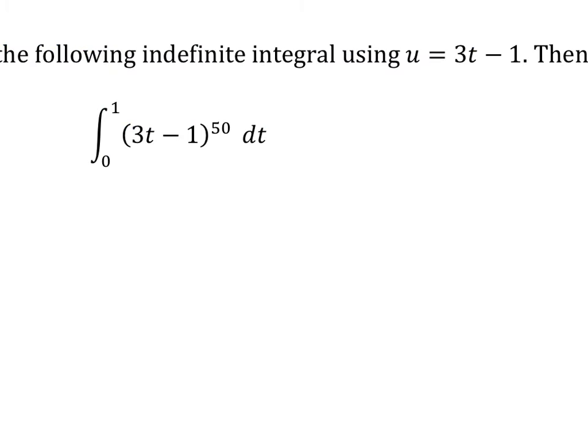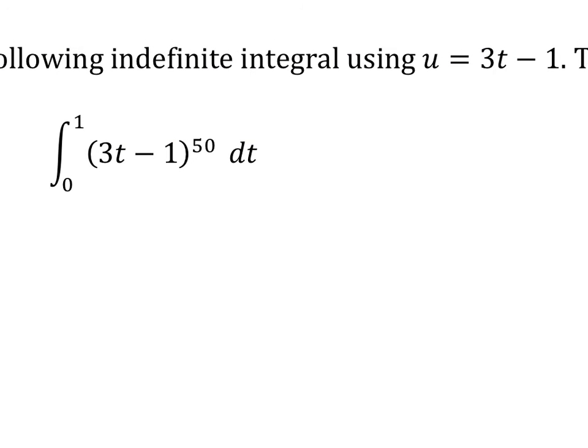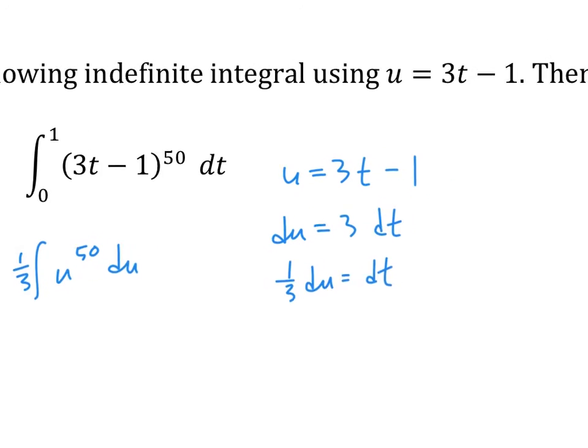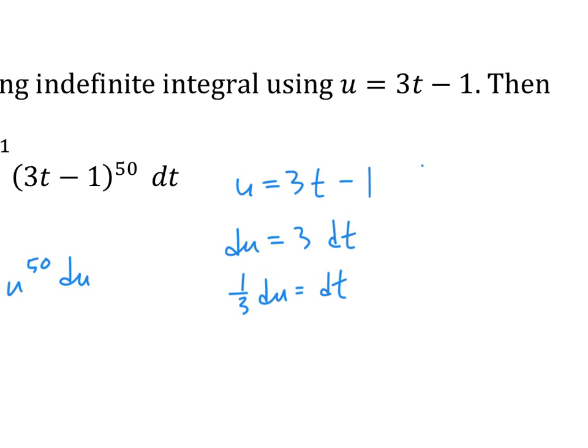This one says integrate, but let u equal 3t minus 1. So u is equal to 3t minus 1, then du is 3 dt. We don't want that 3, so 1/3 du is dt. Let's go ahead and change it. So this is going to have a 1/3 outside, u to the 50th du. The limits are going to change. If you didn't change the limits, you're going to get something that's not correct.